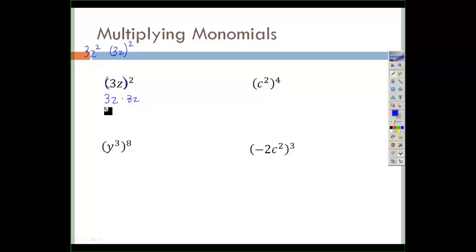Now we know how to do it. 3 times 3 is 9. Z to the 1st times z to the 1st is z squared. So my actual answer was 9z squared. And I'm going to expect you to show that step on your paper.